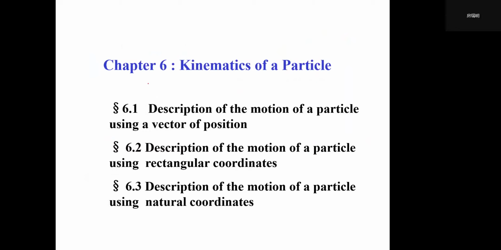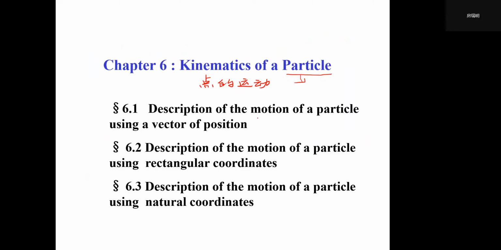We will start from chapter 6, kinematics of a particle. In Chinese, we can call that 点的运动, or 点的运动学, kinematics of a particle. So you can just look at a particle as a very tiny point on some rigid body. There will be three sections in this chapter.